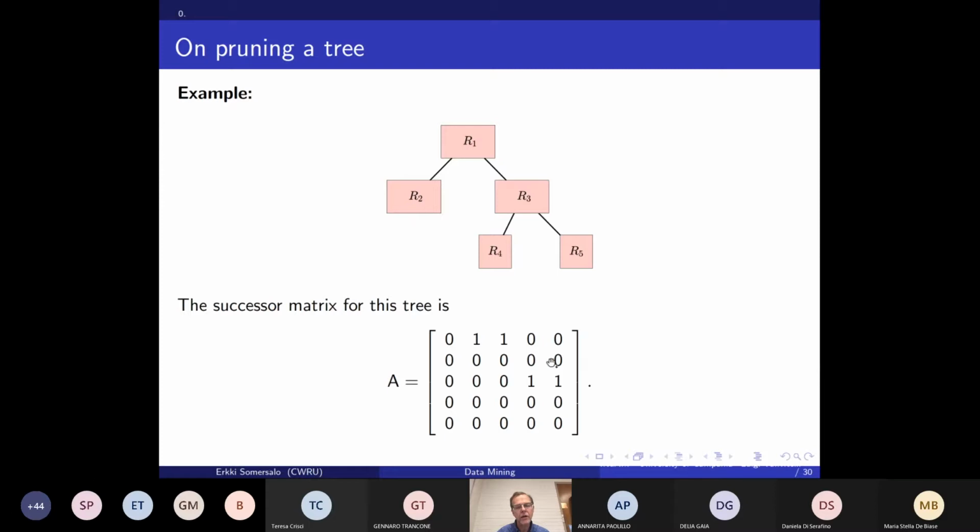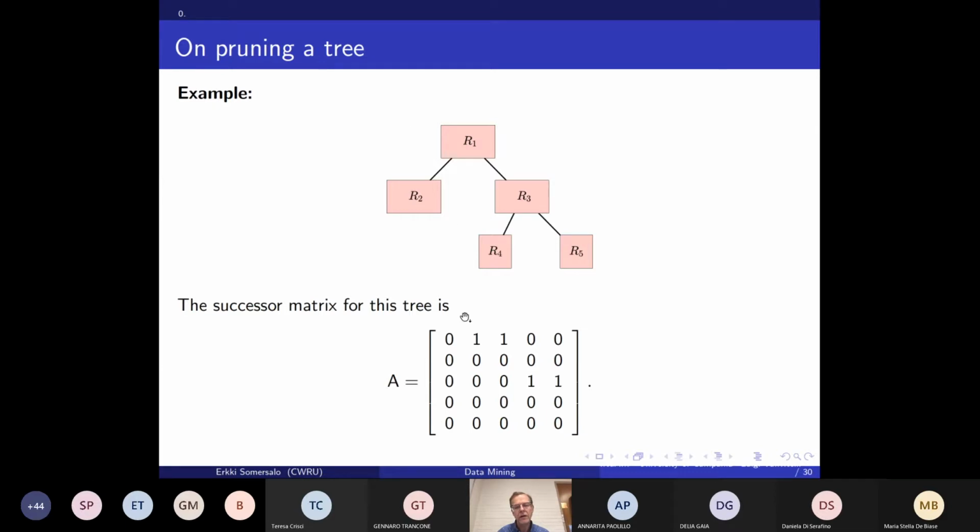So therefore I put a row of zeros here. There are no successors in R2. R3 has 2 successors, 4 and 5, so I go to the third row and I put 1 in 4 and 5 because those are the successors. And then R4 and R5 are both leaves. There are no successors, so I put 0 rows. So this is the successor matrix corresponding to this tree.